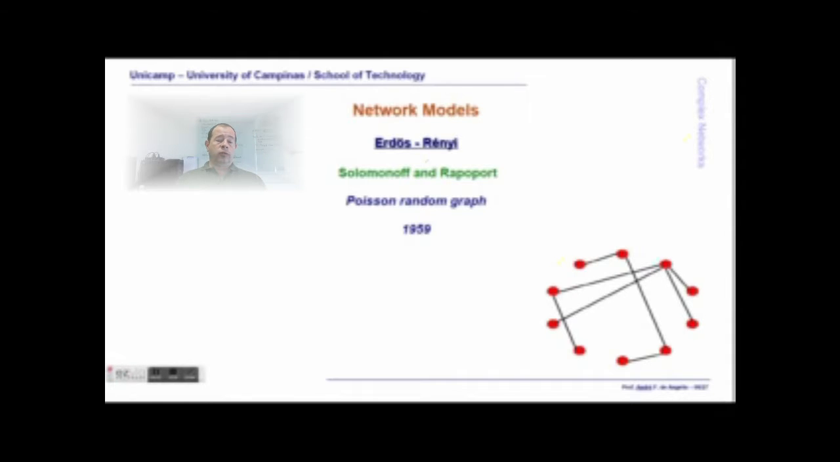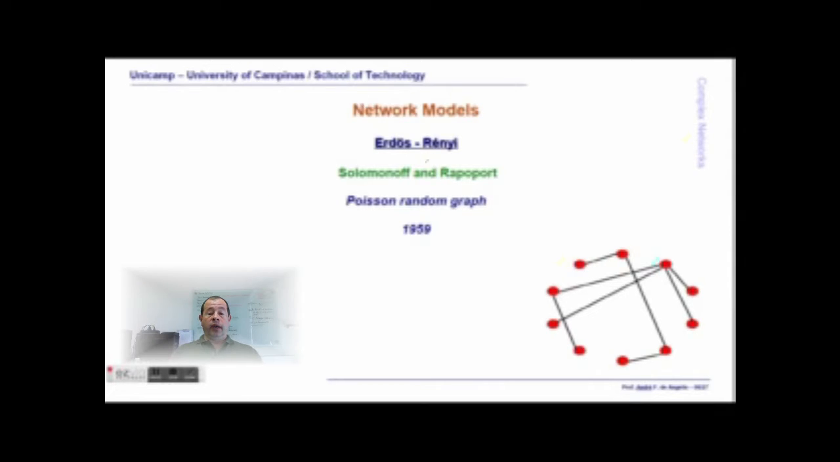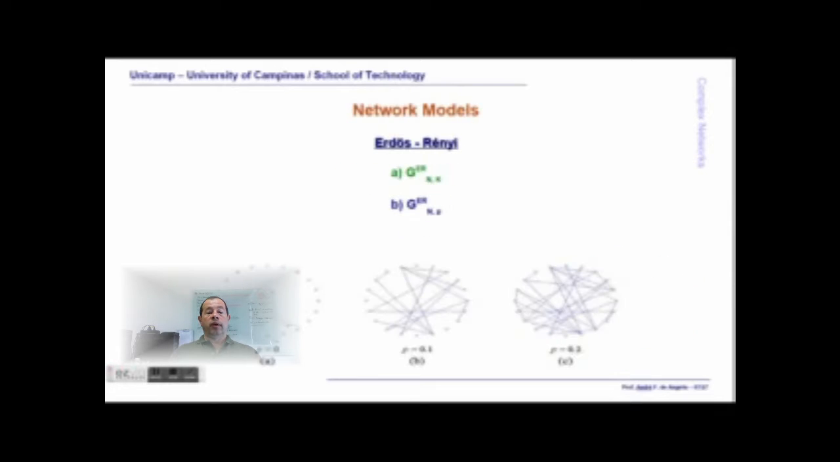It is similar to the model proposed by Solomonoff and Rapoport, and it is known as random graphs or Poisson random graphs. This model was developed in 1959, and it was very important because in some way it started the complex network area. But at that time, the model was proposed only as a mathematical tool, not for real problems.